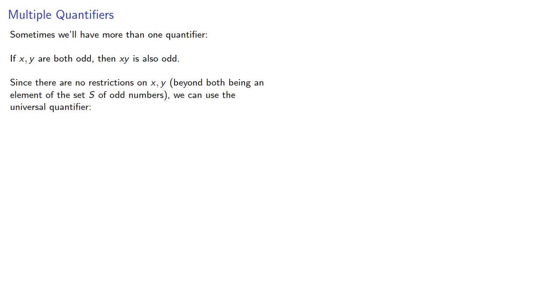Sometimes we'll have more than one quantifier. For example, if x and y are both odd, then xy is odd. Since there are no restrictions on x and y beyond both being an element of the set S of odd numbers, we can use the universal quantifier. For any x in the set, and for any y in the set, the product is also in the set.